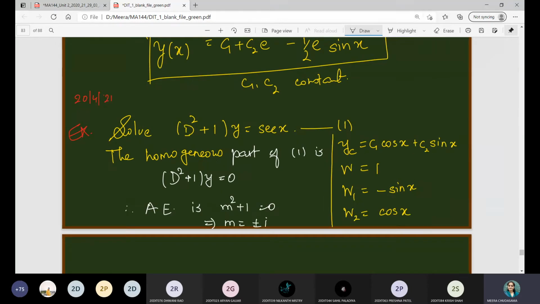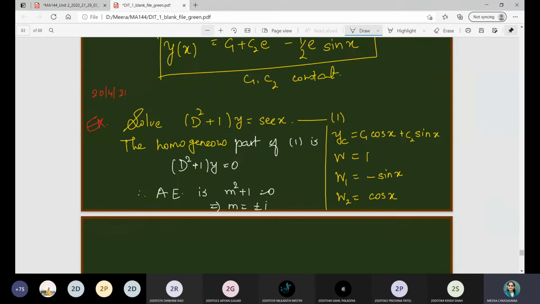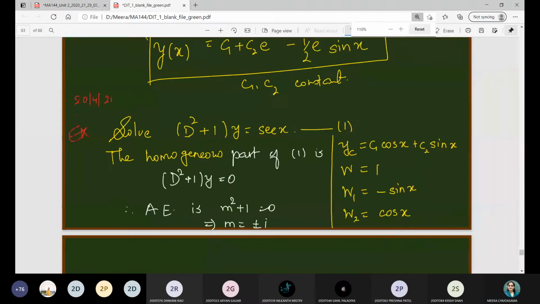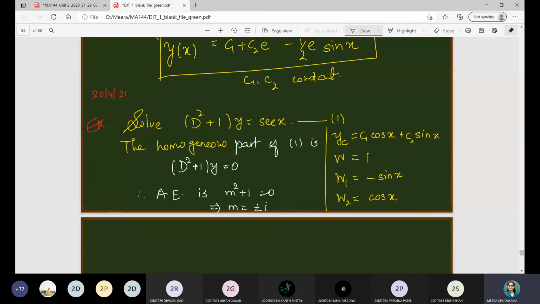Since it is a complex root we have, therefore we can write the complementary function as, let me recall, whenever you have complex roots in the conjugate pair in the form of p plus iq, at that time the corresponding solution is given by e raised to px into c1 cos qx plus c2 sin qx.